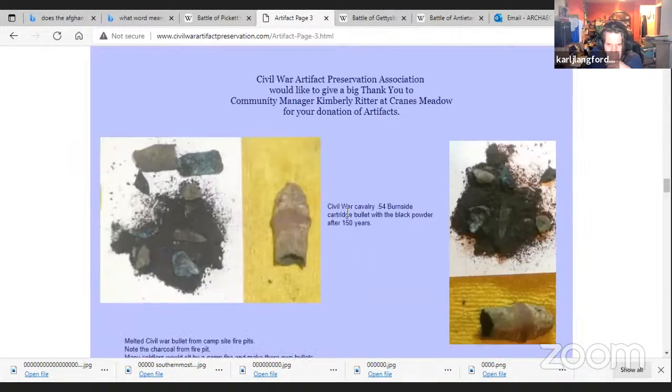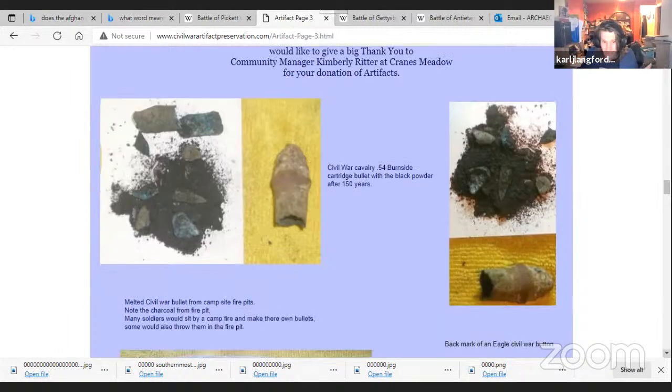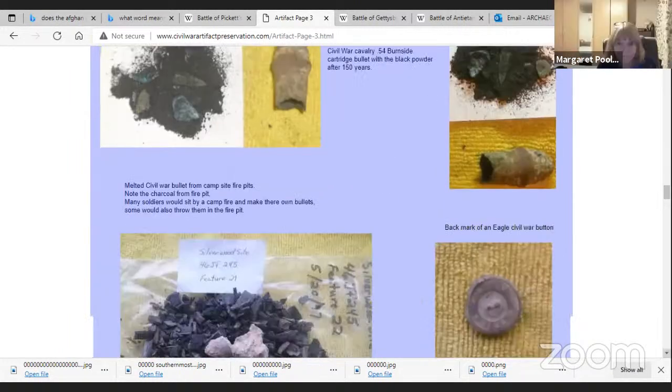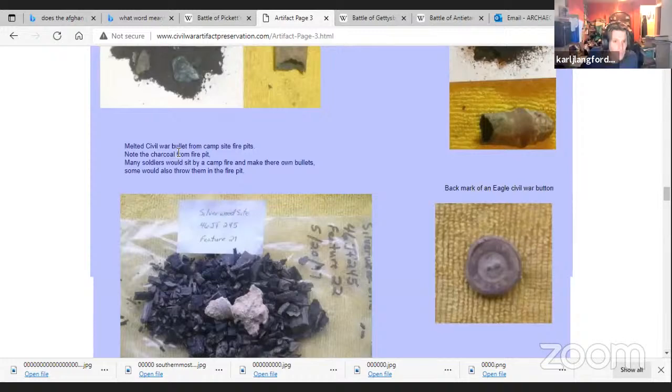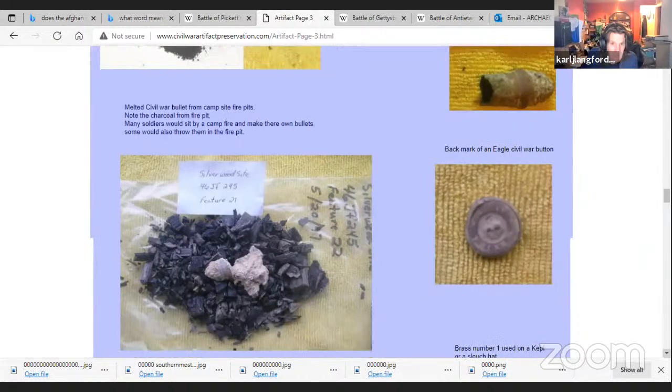And there we go, a Civil War cavalry Burnside cartridge bullet there on the left with black powder. So again, more evidence of, obviously this didn't kill anyone, so nobody died, or we don't know. Going down there, melted Civil War bullet from campsite fire pits. So basically, that's obviously a fire pit they're excavating, and we've got a bullet that's just been chucked in the fire. There we go. This is what these buttons look like on the obverse.